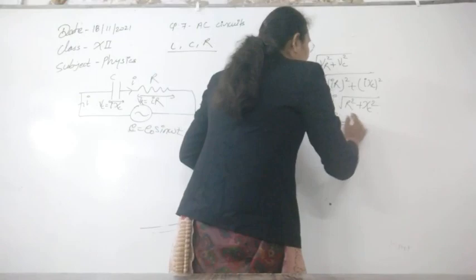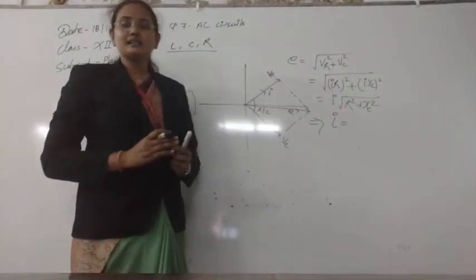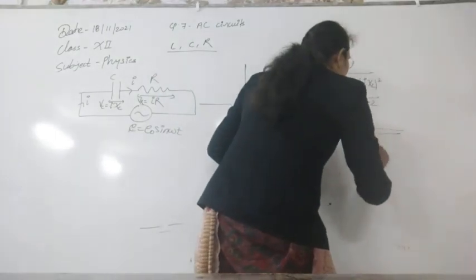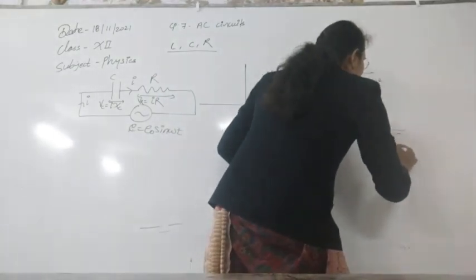Now finally we can find out the current flowing in the RC circuit. So in the RC circuit, the current that is flowing should be equal to E upon root of R square plus chi C square.